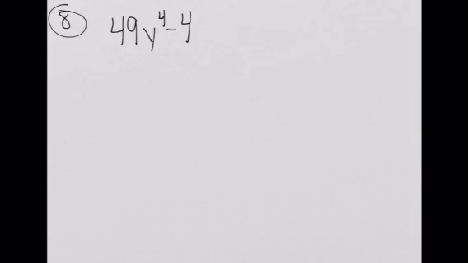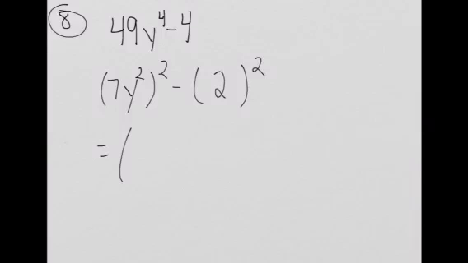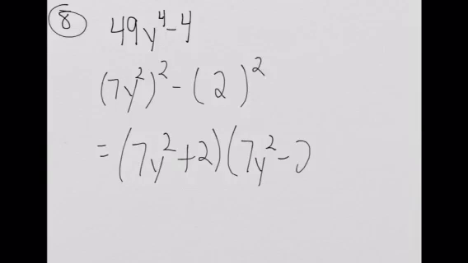Alright, for number 8, we have another difference of squares type problem. Again, I'm trying to write it up as something squared minus something squared. So 7y squared gives me the 49y to the 4th. And over here, we know that's 2, since 2 squared gives me 4. And now we can just factor it. We have 7y squared plus 2, and we have 7y squared minus 2. And there's our final answer in factored form for number 8.